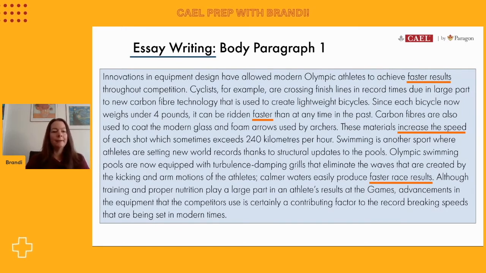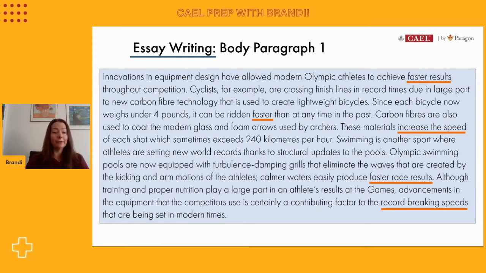We might say, although training and proper nutrition play a large part in an athlete's results at the games, advancements in the equipment that the competitors use is certainly a contributing factor to the record-breaking speeds that are being set in modern times. So again, there's my connection, if you will, in the conclusion. There's my connection back to the top. Faster results and record-breaking speeds as well.